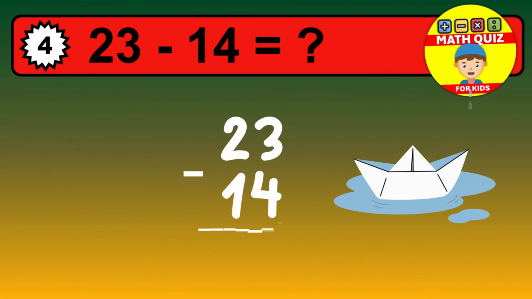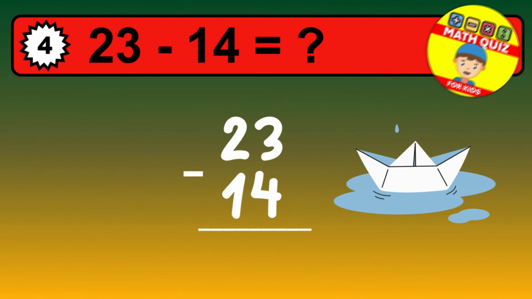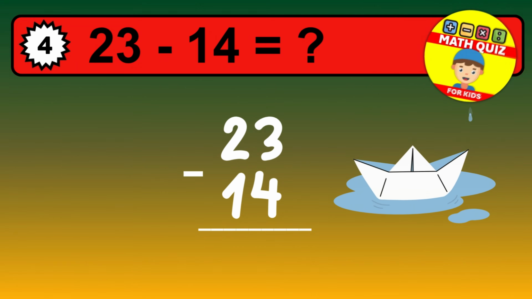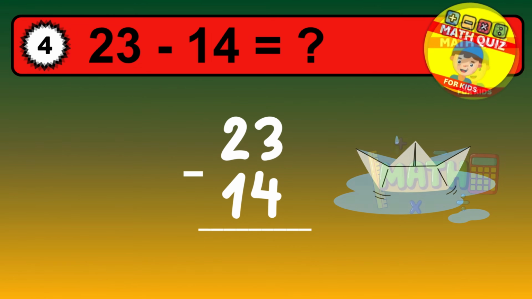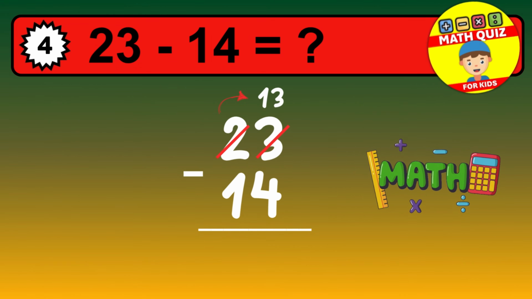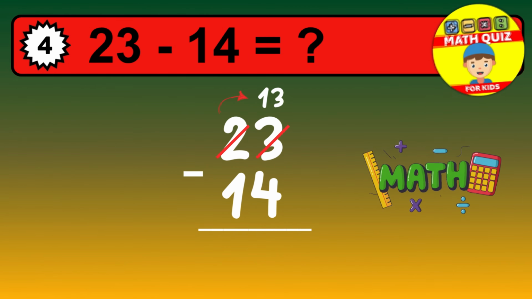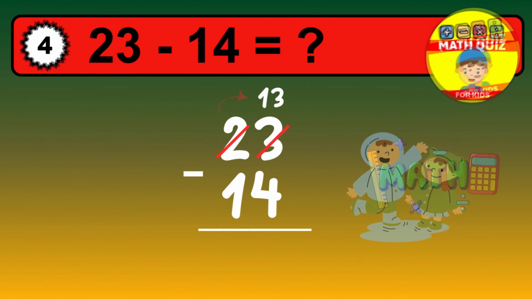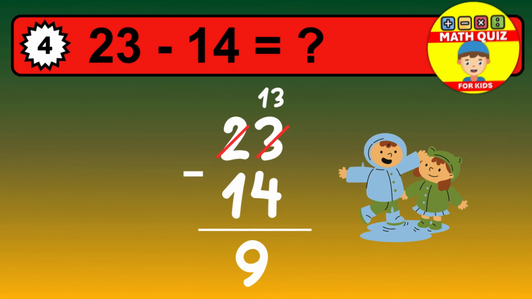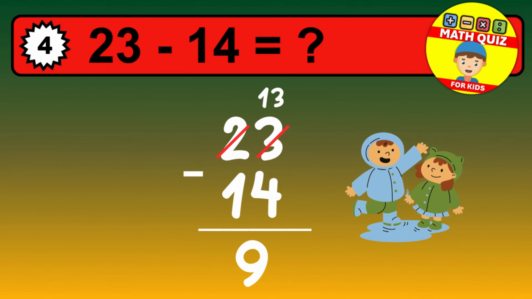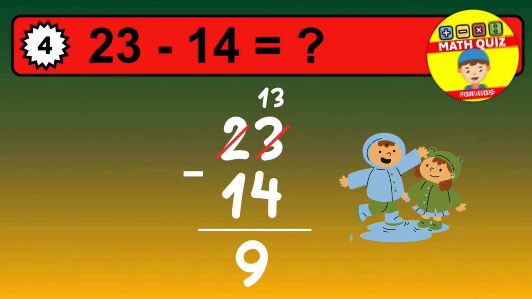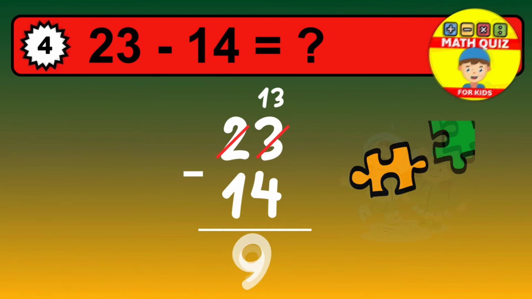Let's solve this step by step. We start with the units. 3 minus 4 is not possible, so we need to regroup. We take 1 ten from the tens column. Now we have 1 ten, and the units become 13. Now we subtract. 13 minus 4 is 9. Then we go to the tens. 1 minus 1 is 0. The final answer is 9.